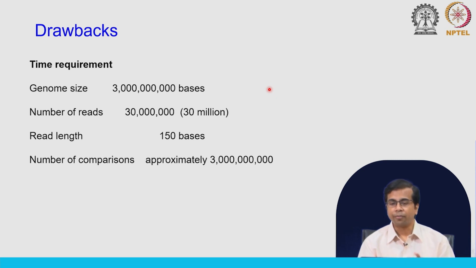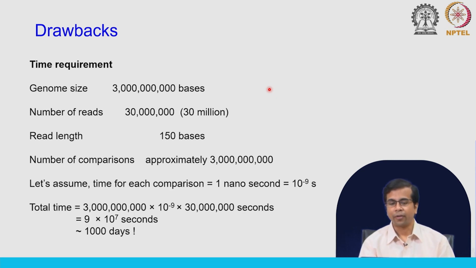Now, let us assume this time for each comparison is about 1 nanosecond, so about 10 to the power minus 9 second. This is again quite optimistic. It will depend on the computer and the system that you are using. But let us be optimistic and say this mismatch counting is a quite fast process, so for each comparison you have 10 to the power minus 9 seconds.